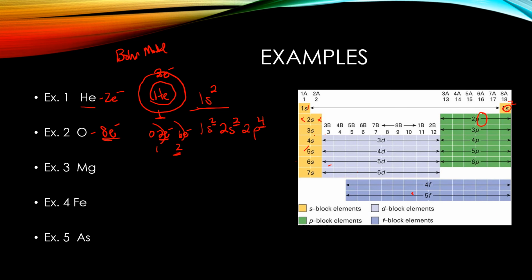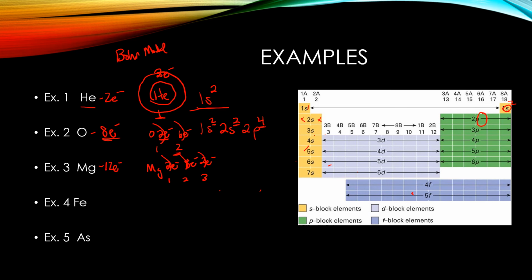When we look at magnesium, magnesium is atomic number 12, so I have 12 electrons. If I look at the Bohr model, in that first energy level I would have 2 electrons. In the second energy level, I would have 8. And then in the third, because it's 12 electrons, 2 plus 8 is 10, so I'd have 2 more electrons found in the third energy level.